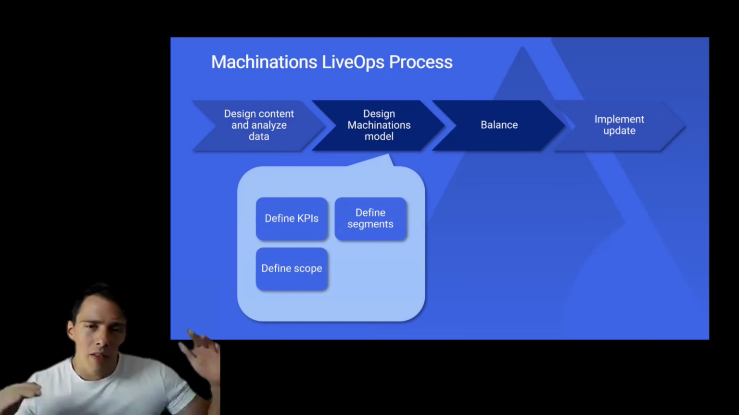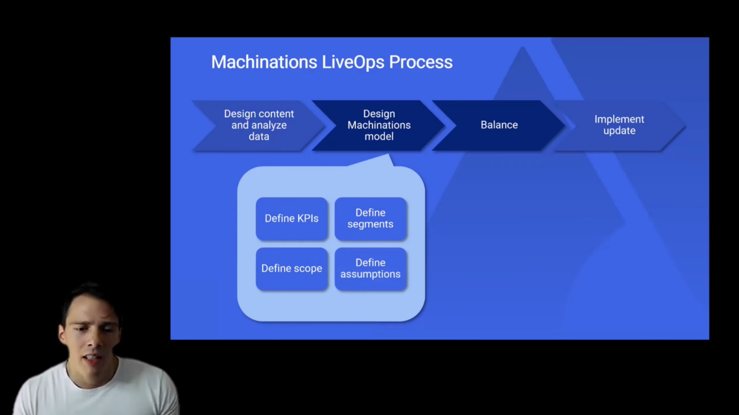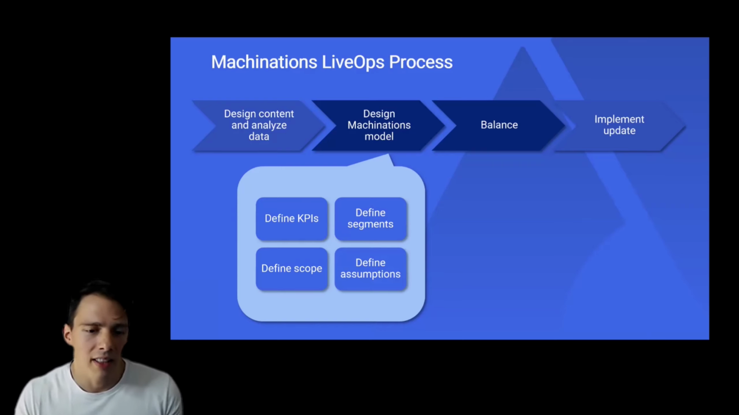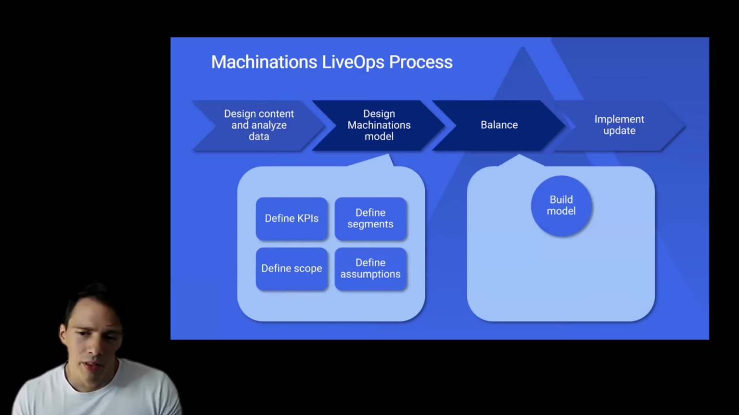So maybe you have a huge game and sometimes it's not a good practice to model the entire thing because things can have different granularities. So you should define a correct limited scope. And then you will define your assumptions because sometimes you don't have enough data. Sometimes you don't know anything about your players or you don't know how they will behave on this. So you will have to add these assumptions. And once you have this sort of pre-design, then you're going to start the balance process.